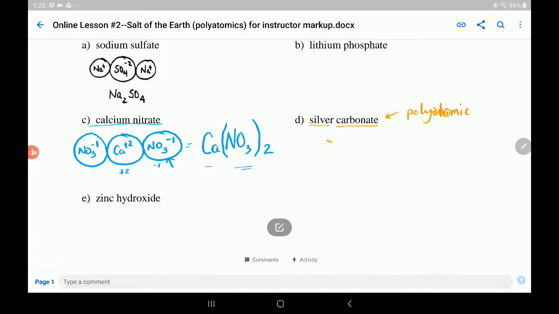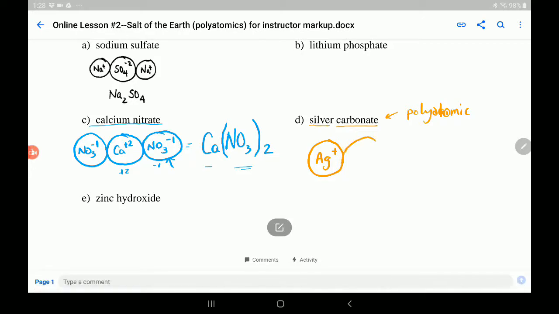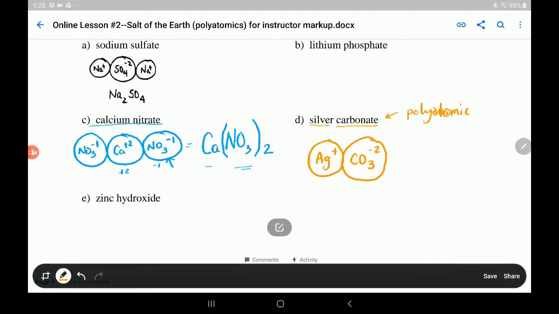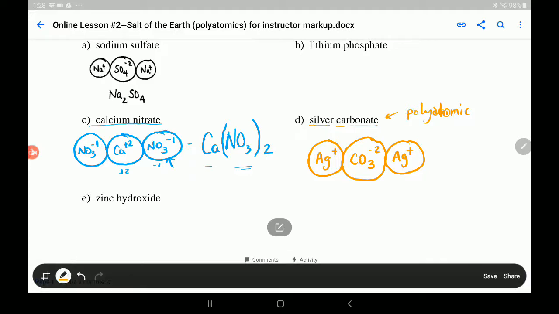All right, now silver is Ag from the Latin, argentum. It's a +1. Carbonate is a polyatomic. Making a nice big circle so I can fit all the letters inside. Charge is -2. Therefore need one more silver. Now I have equal numbers of pluses and minuses, +2 and -2.